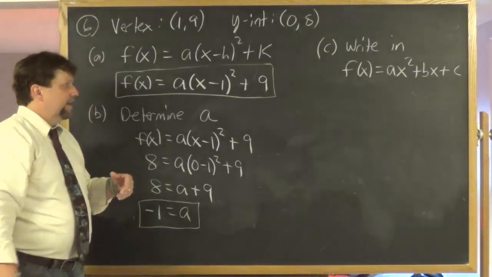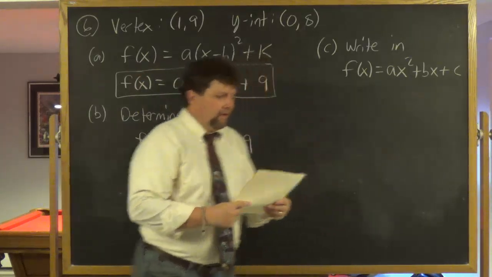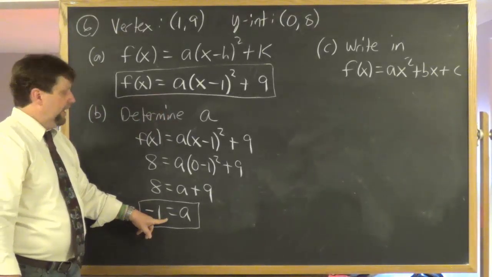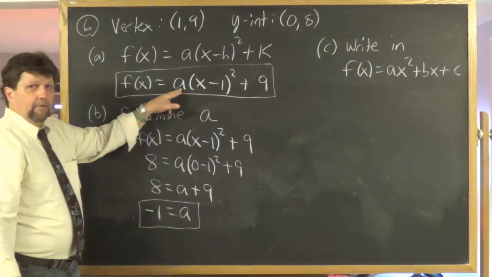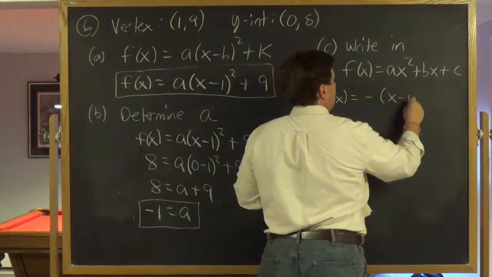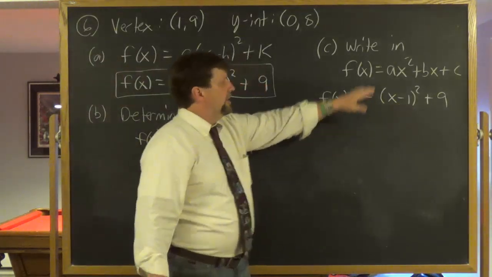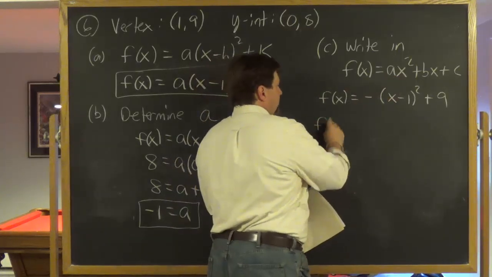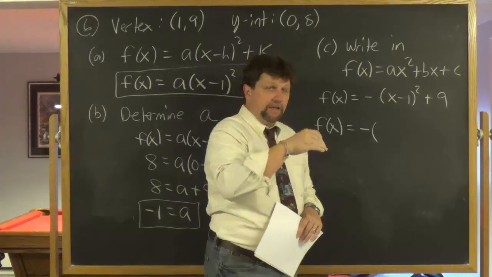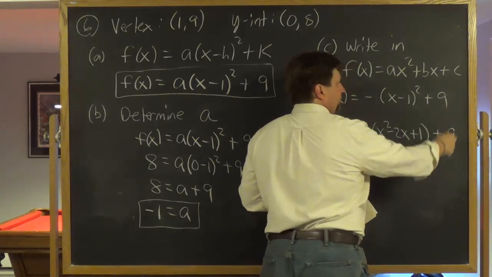Then in part C, I asked you to go ahead and write the function of the graph in this form. Well, put it together. Part A gave us this. Part B tells us A is -1. So if I take A as -1 and I put it right here for A, that's putting -1 in here for A. Now to take this function and get it into this form, well, all I have to do is FOIL the x minus 1 squared. So I take x minus 1 times x minus 1, and that gives me x squared minus 2x plus 1. And then, I shouldn't forget the plus 9.